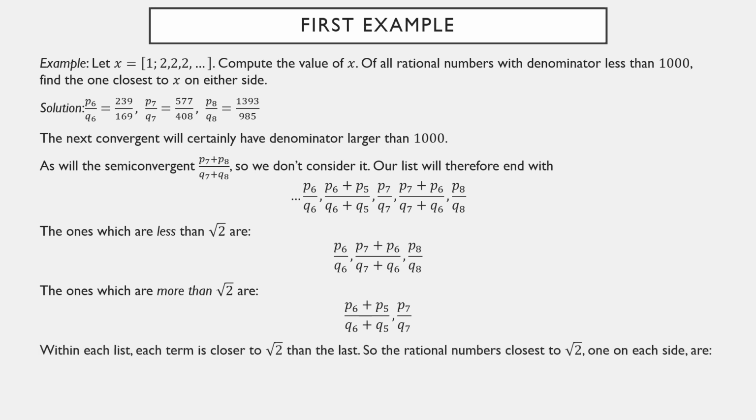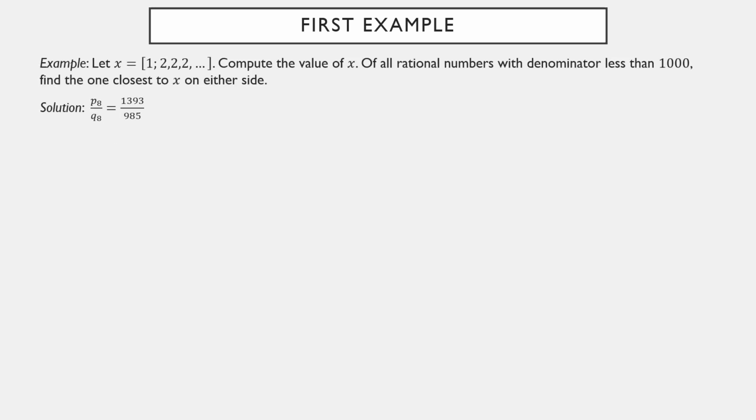Within each list, by the way, we are successively getting closer and closer to root 2. So of all the ones that are less than root 2, the closest one is the last element in that list, and of all the ones that are more than root 2, the closest one is the last element in that list, which happen to both be actual convergents, P7 over Q7 and P8 over Q8. All right, so we found that P8 over Q8 is a pretty good approximation, 1393 over 985.